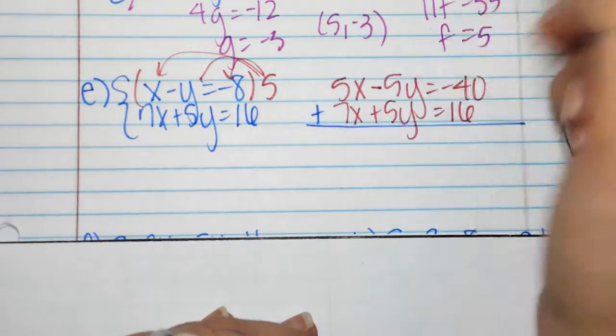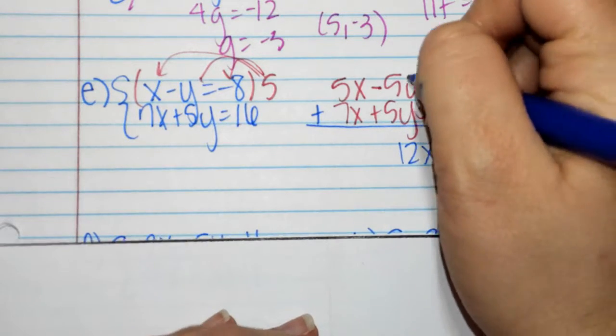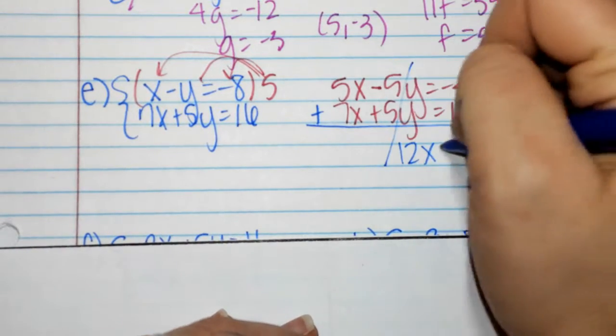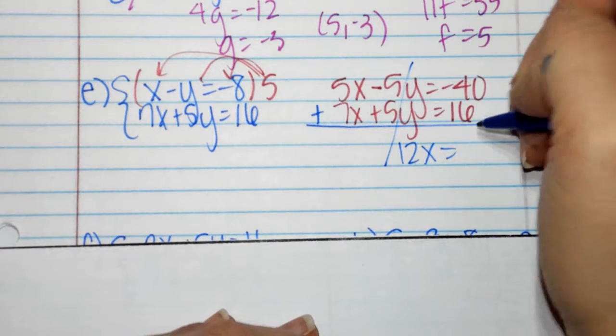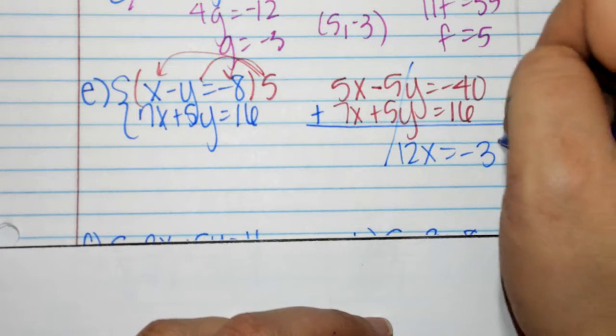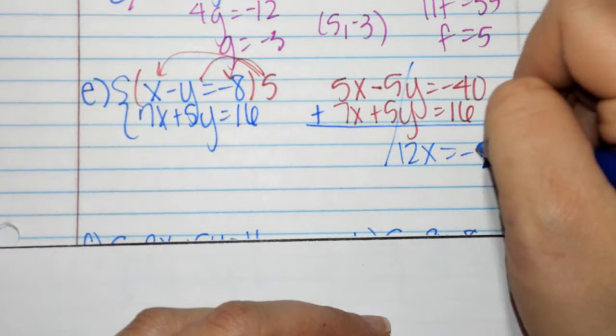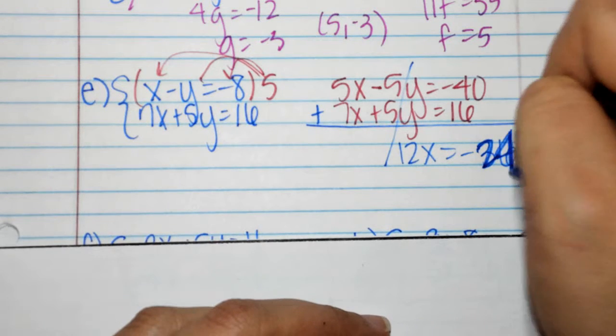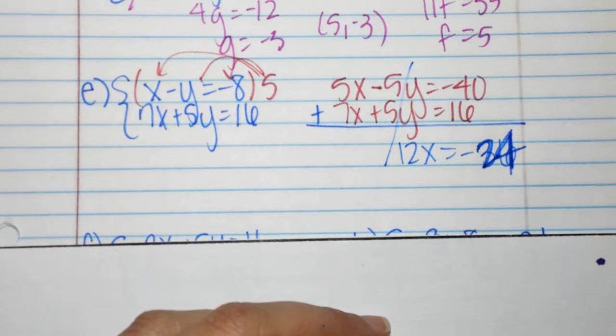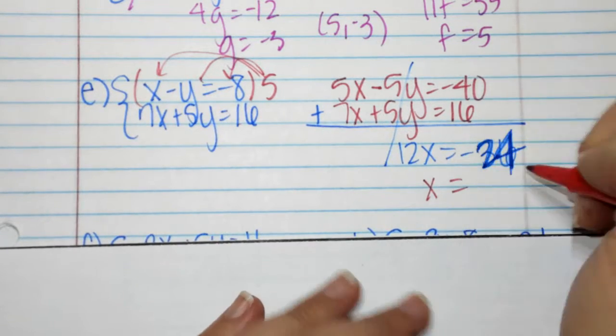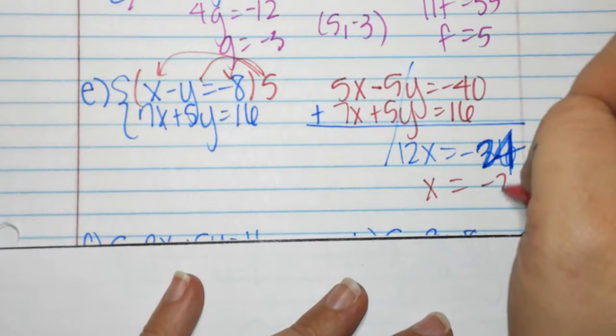5 plus 7 is 12x. Negative 5 plus 5 dies. Negative 40 plus 16 is negative 36. X equals negative... Did I get that right? No, it'd be negative 24. Negative 24. Caitlin, you need to take a picture of the cards that are on the wall right there, on the board. The 2 cards. Pick 2. Yep. And then x equals negative 2.